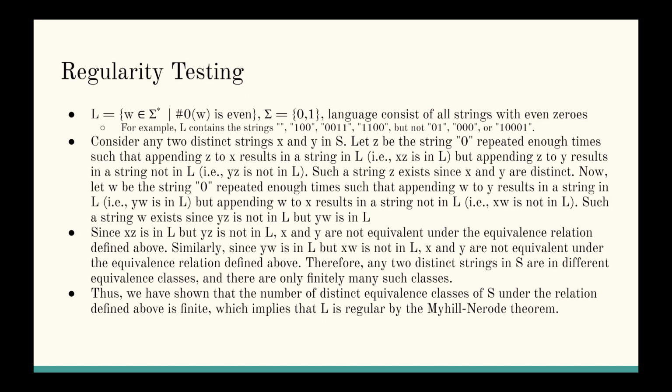Now, skipping through this, similarly, since YW is in L but XW is not in L, X and Y are not equivalent under the equivalence relation defined in the previous slides. Therefore, there are two distinct strings in S that are in different equivalence classes. So we've shown that the number of distinct equivalence classes of S under the relation defined in the previous slide is finite, which implies that L is regular by the MNT.